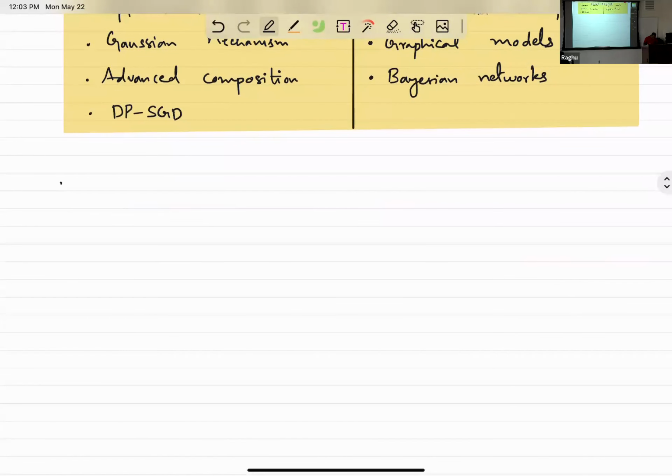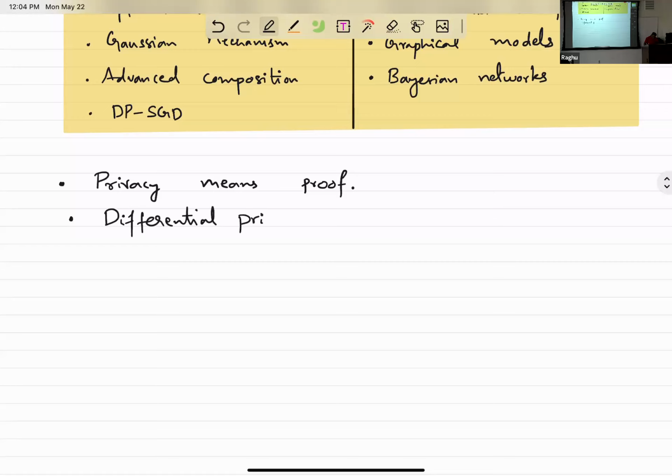So for privacy, what did we start out with? We said the main takeaway should be privacy means proof, right? So if you want privacy, then you need a proof. Without proof, there is no privacy. It's not like other aspects of machine learning where you can demonstrate that your system is working in some way or the other. For privacy, you need a quantitative way of quantifying your privacy, right? And differential privacy was one such method.